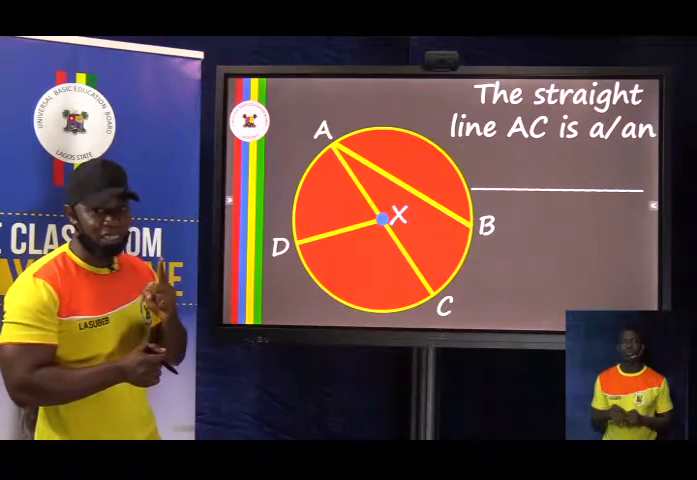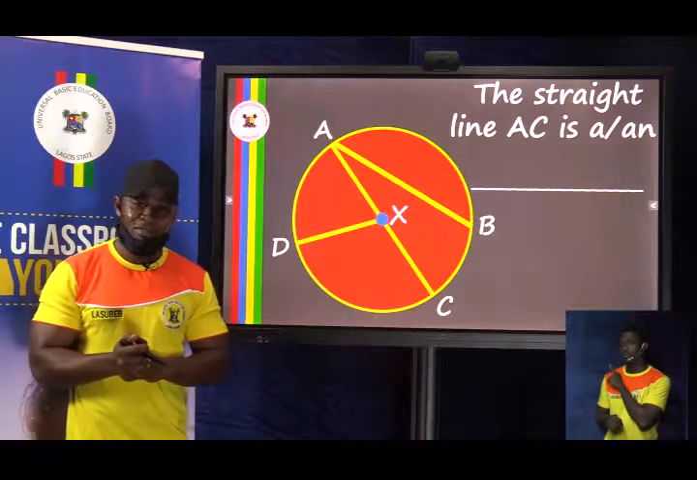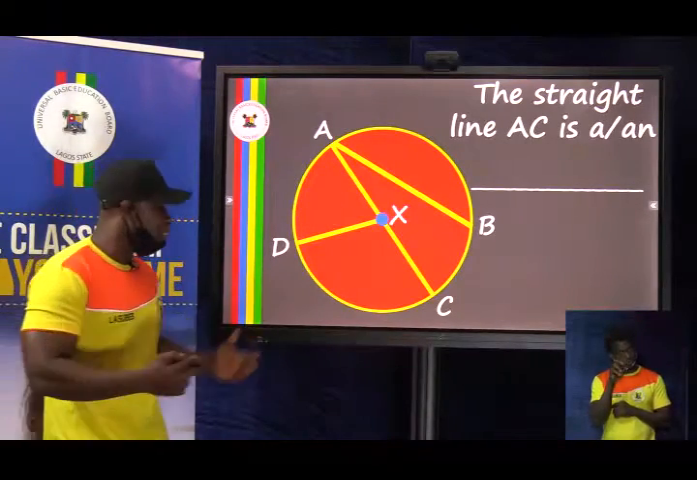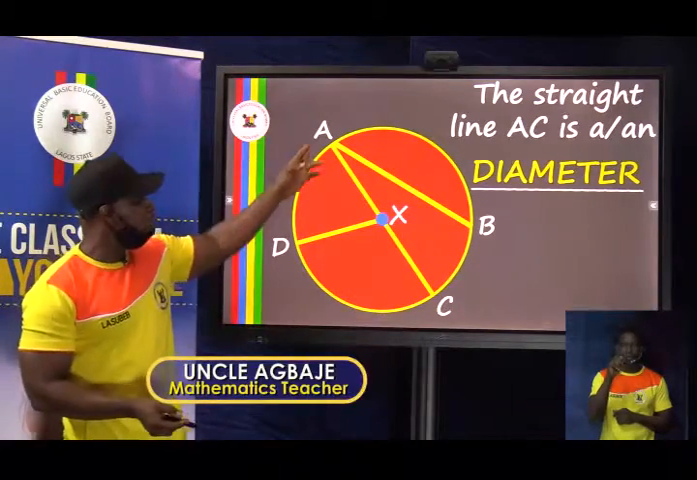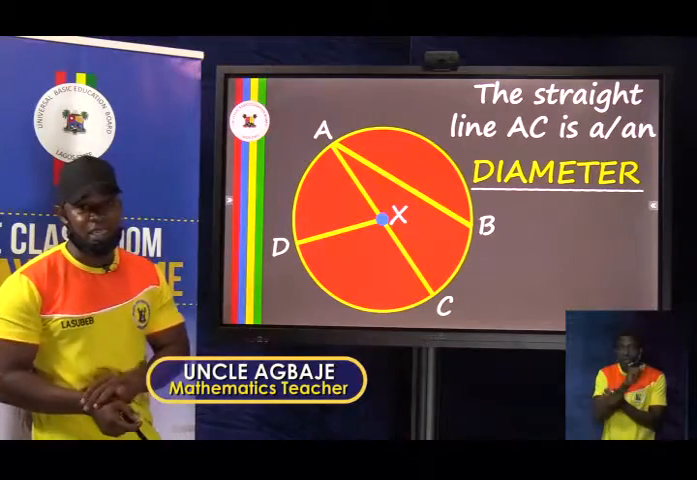The straight line AC, because there are 2 lines joining AC. But the straight line AC is called what? Did you say diameter? It's a diameter, my friend, because it touches 2 points and passes through the center. That is a diameter.